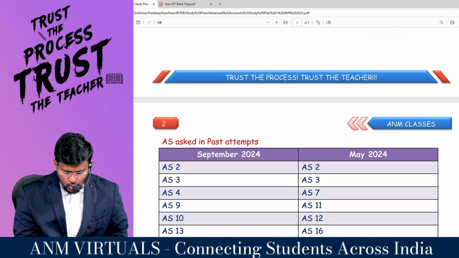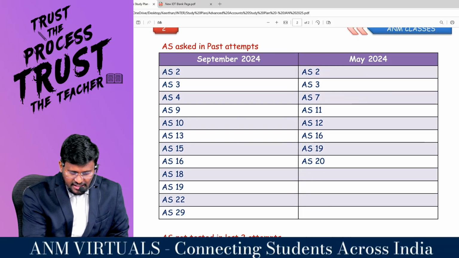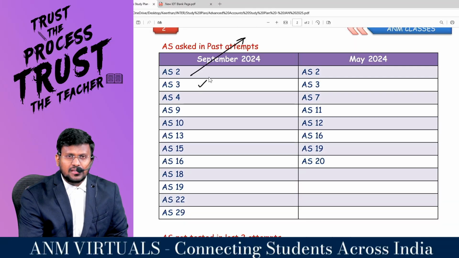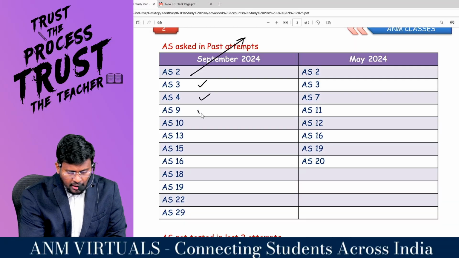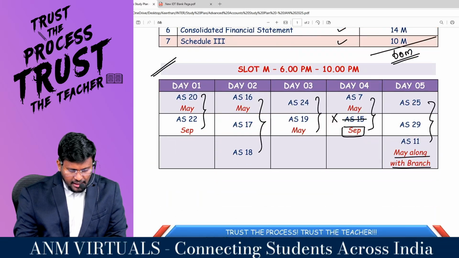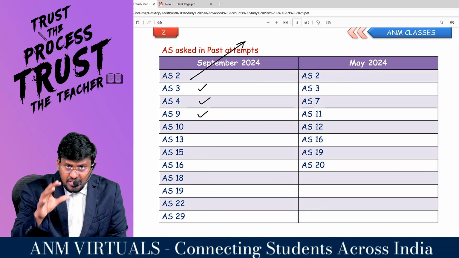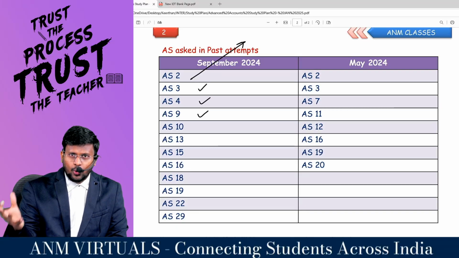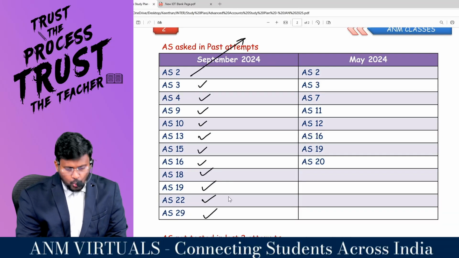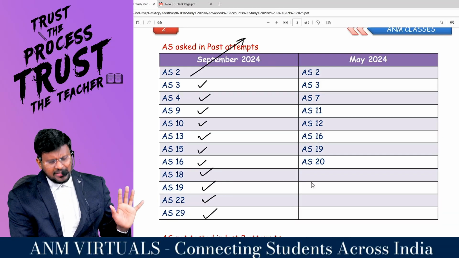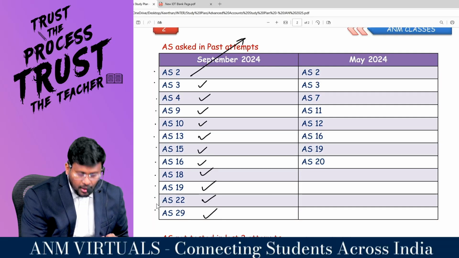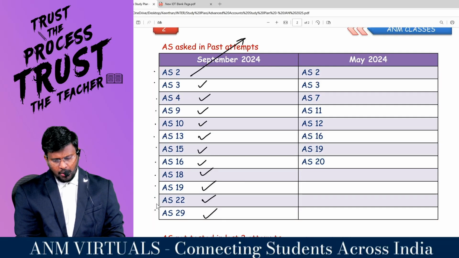So my dear lovable students, these are the AS asked in September exam. AS2 has been asked. Oh, AS3 has been asked. That is cash flow statement. AS4, AS9, AS10. Sir, AS4, AS9 and AS10, including MCQ I am talking, not only the descriptive part. AS10, 13, 15, 16, 18, 19, 22, 29. You tell me, September is the last attempt. 1, 2, 3, 4, 5, 6, 7, 8, 9, 10, 11, 12. 12 AS they have tested.